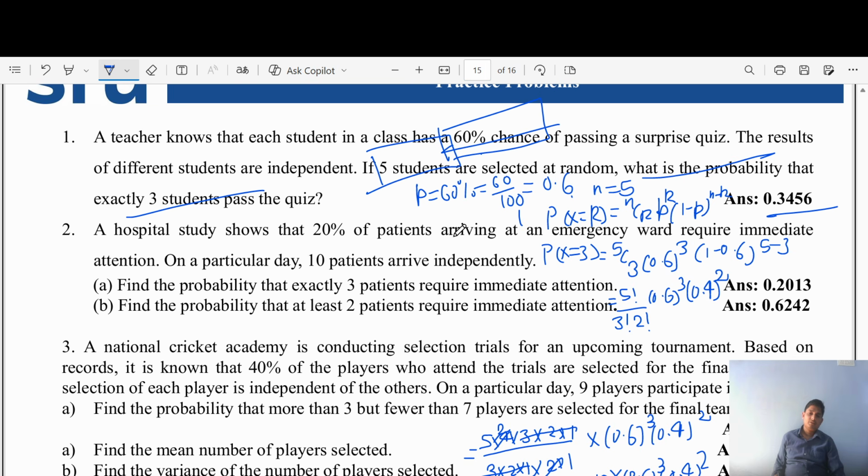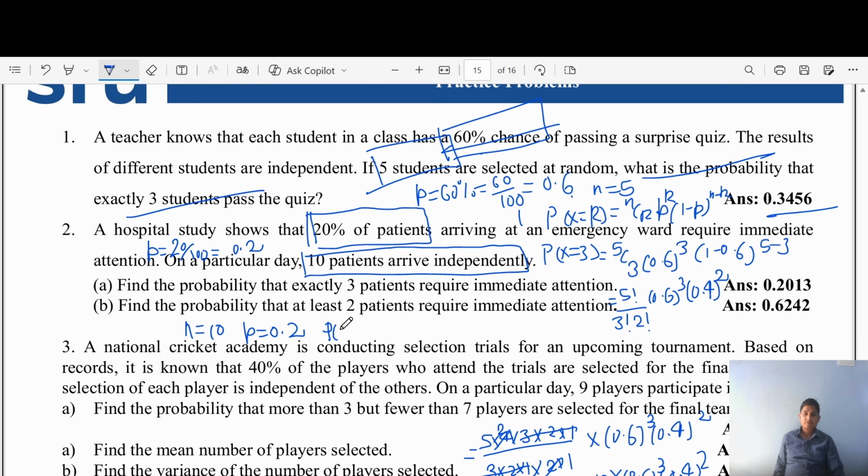Now we move on to the second part. A hospital study shows that 20% of patients arriving at an emergency ward require immediate attention. So 20% of patients have serious issues. So p is equal to 20 upon 100, which is 0.2. On a particular day, 10 patients arrive independently. So n is equal to 10 and p is equal to 0.2. Find the probability that exactly 3 patients require immediate attention.